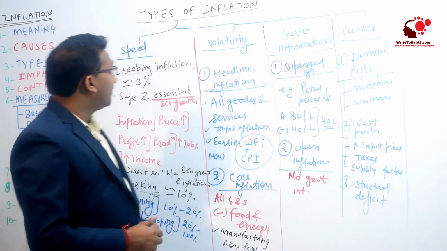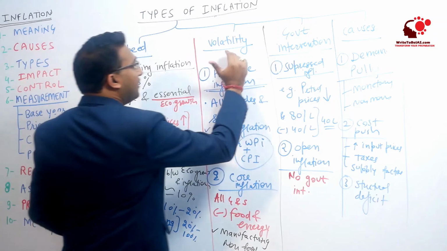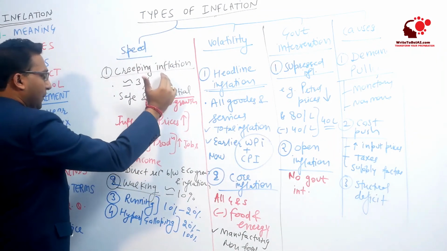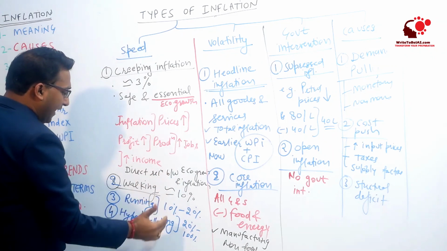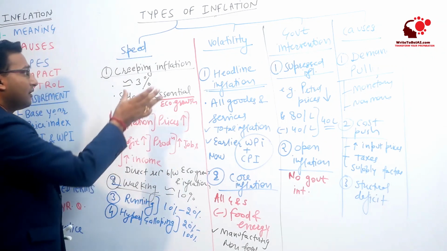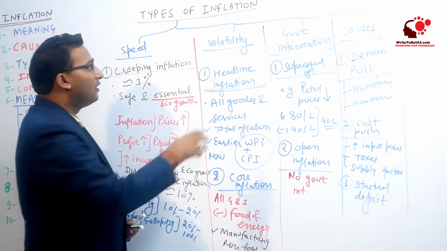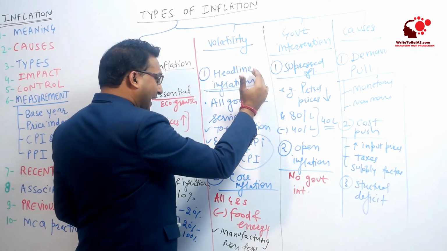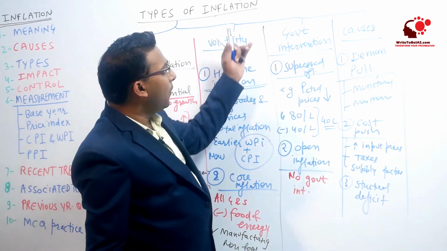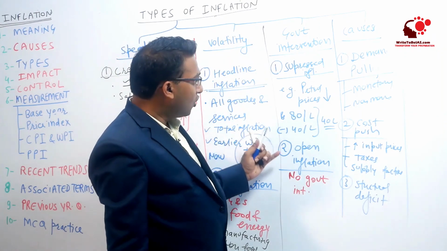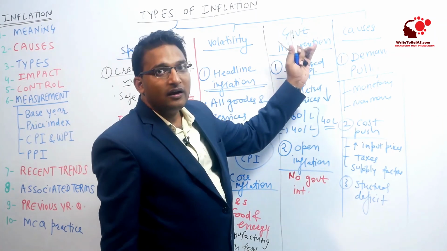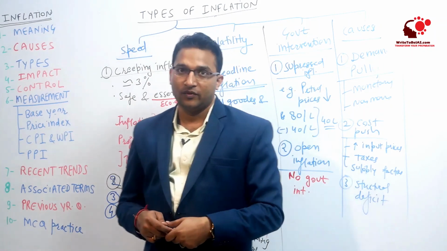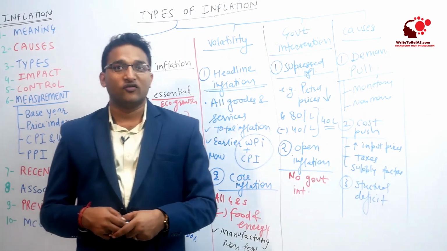Right? So these are the four categories: speed, volatility, government intervention and causes. Speed: creeping, walking, running, and hyper or galloping. Creeping inflation is desirable. Based upon volatility we have headline and core. Based upon government intervention we have suppressed and open, and based upon causes we have demand pull, cost push, and structural deficit inflation. So this is all about the types of inflation.